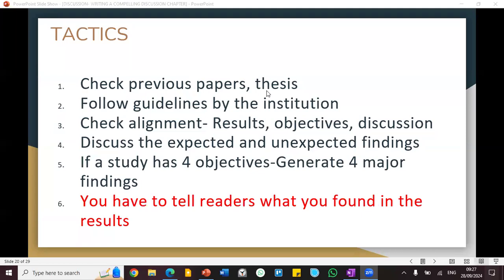So we are looking at tactics or tips to writing a better discussion chapter. Number one of the key advice here is go and look for previously completed theses, or if it's a manuscript, look for a published article, maybe in a specific journal. Look at how they format and how they're structured.